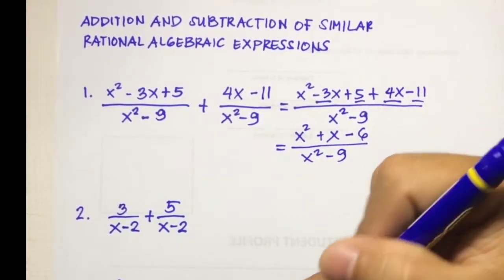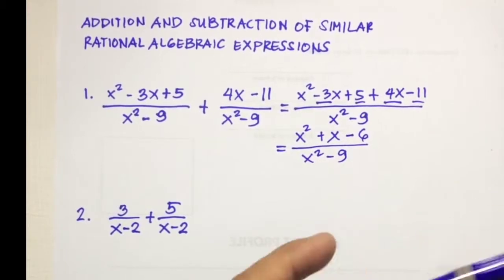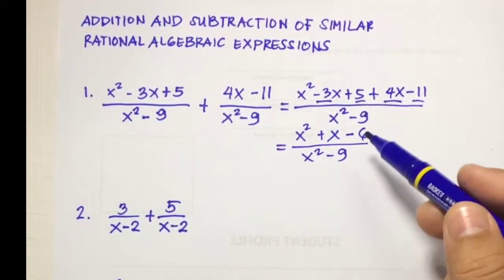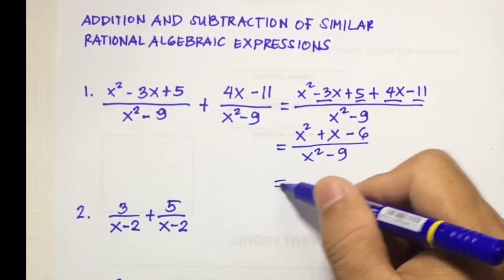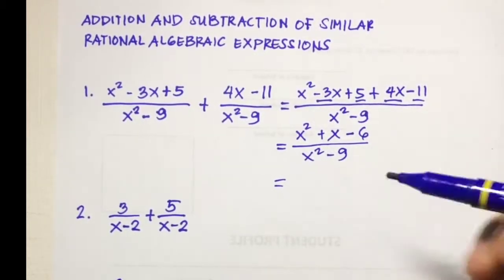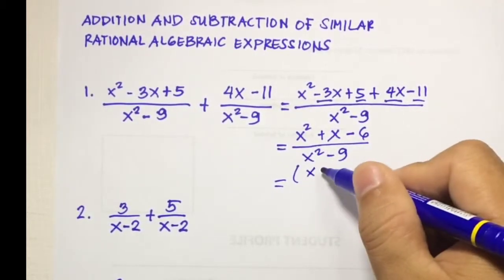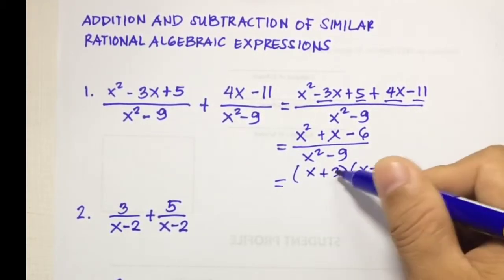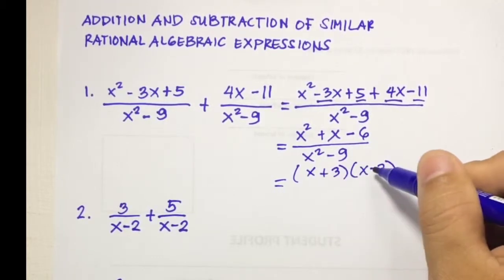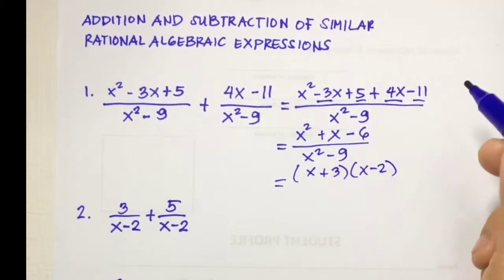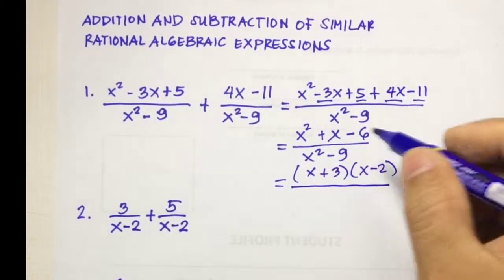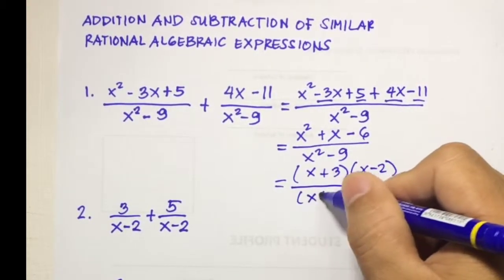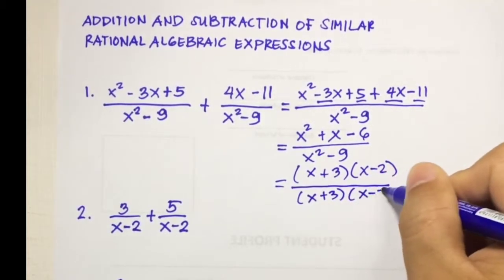Then what we're going to do next is factor the numerators and denominators to be able to find if there are terms that can be cancelled out. So the factors of x squared plus x minus 6 are (x plus 3) times (x minus 2). So 3 times negative 2 is negative 6, and 3 plus negative 2 is the numerical coefficient of x, which is 1. And the denominator, x squared minus 9, is (x plus 3) times (x minus 3).